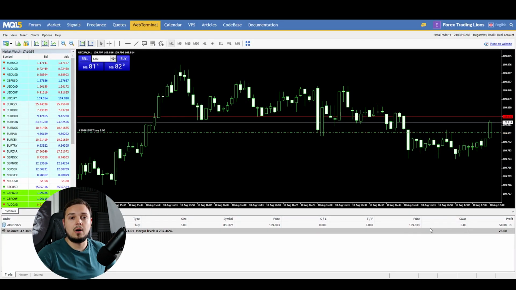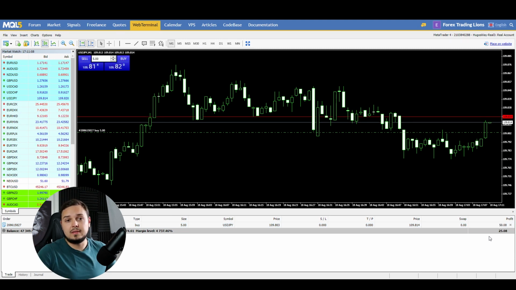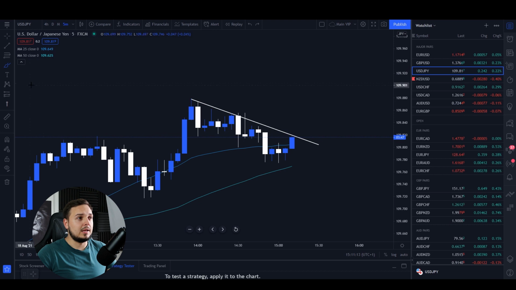Let's have a look at our trade. As you can see, $45 in profit literally within minutes. So that's really awesome. $50. I'm going to keep this trade running. If we do get another pullback somewhere around here, maybe another bullish engulfing candle, I might place another trade towards the upside to continue our trading session.